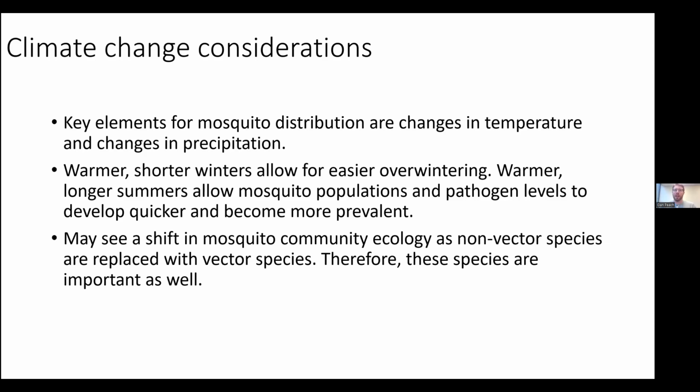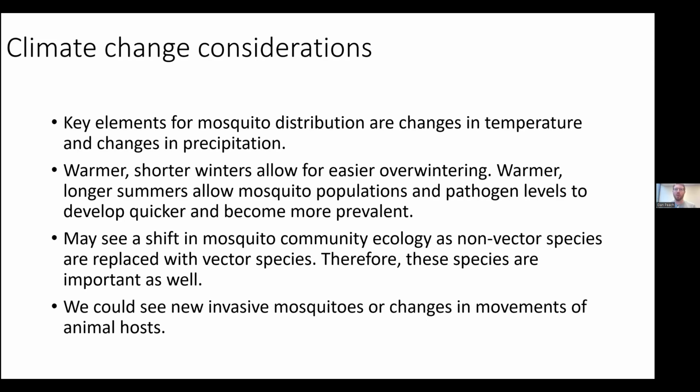We also have to consider shifts in mosquito community ecology, because mosquito species compete with each other in the larval stage. They'll compete for resources. So you might get species pushing each other out of habitats. So you might see non-vector species being replaced by vector species, even though it's the same niche. Changes in temperatures might just allow the situation to be competitively advantageous to one group over the other. You also might see this with invasive species being able to outcompete native species in areas that they weren't able to do that previously. So it's not just the vector species that we need to think about. We need to think about mosquito ecology as a whole.